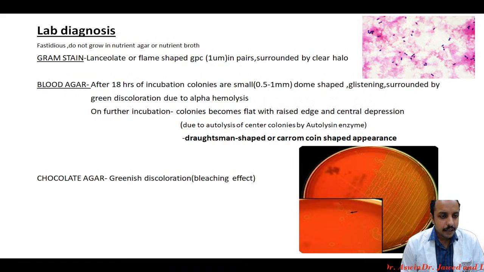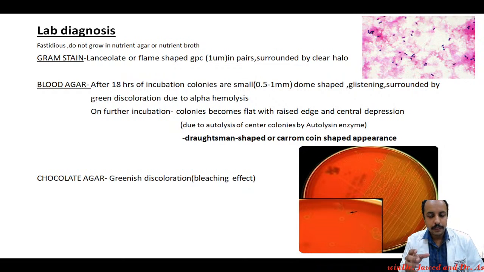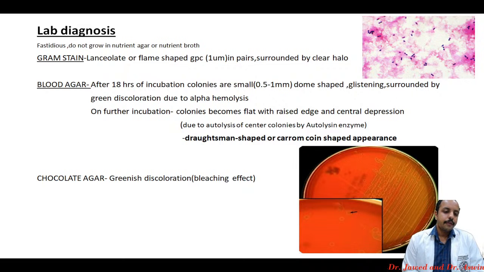Now coming to the lab diagnosis, these are fastidious organisms, hence do not grow in nutrient agar or nutrient broth. Simple gram staining will demonstrate the lanceolate or flame-shaped gram-positive cocci about 1 micrometer in pairs, which is surrounded by a clear halo. It is due to the presence of a capsule. Now, in CSF specimen, capsule can be better demonstrated by using Indian ink staining technique. Gram stain is very important for CSF in case of meningitis, so that they can provide the empirical antibiotic.